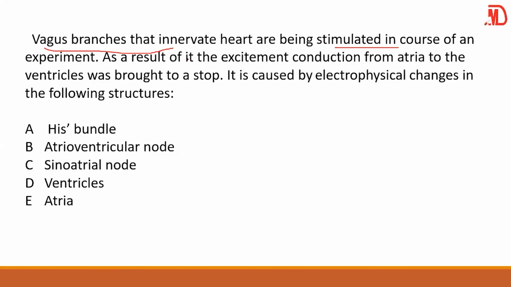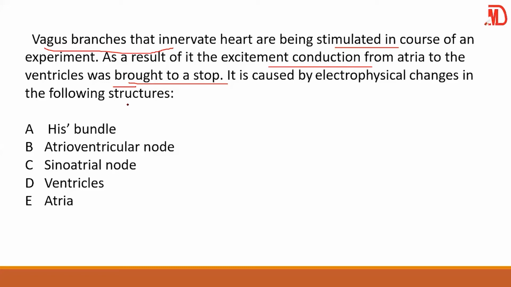As a result, the excitement conduction from the atria to the ventricles was brought to a stop. Again, vagus nerve in play, so that means slowing the heartbeat. If you stimulate it more, it has brought the ventricles to a stop, meaning the heart is no more contracting. It is caused by the electrophysiological changes in the following structures. So first of all, what sends impulses to the ventricles?